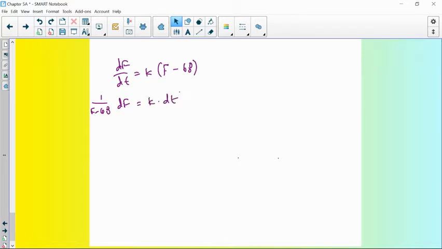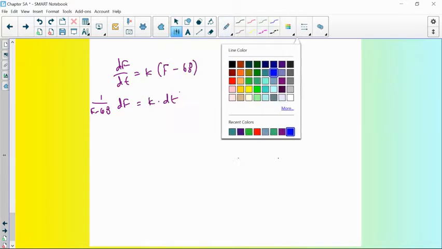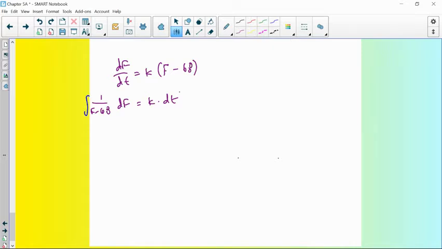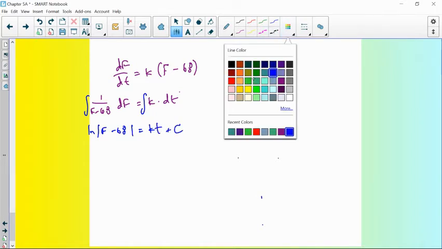And again, we want to integrate both sides. My hope is that after 3 or 4 examples, you start to see the structure and the way that these will be solved. The antiderivative of this is natural log, and it doesn't need a chain rule because the coefficient of F is just 1. So go ahead and put an absolute value. Here's our famous antiderivative, kt plus c. And then let's raise e to the power of both sides.